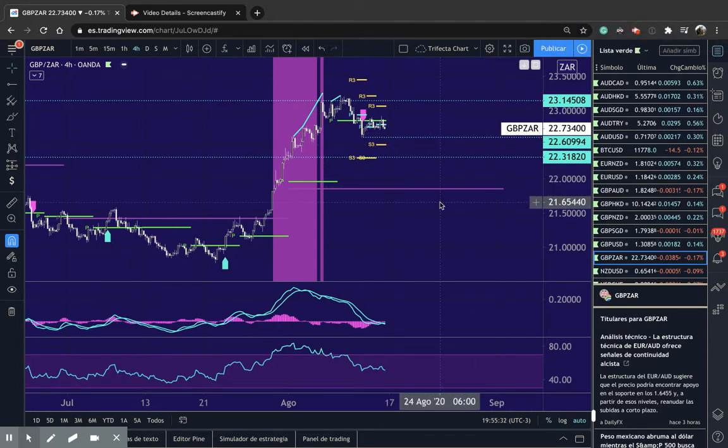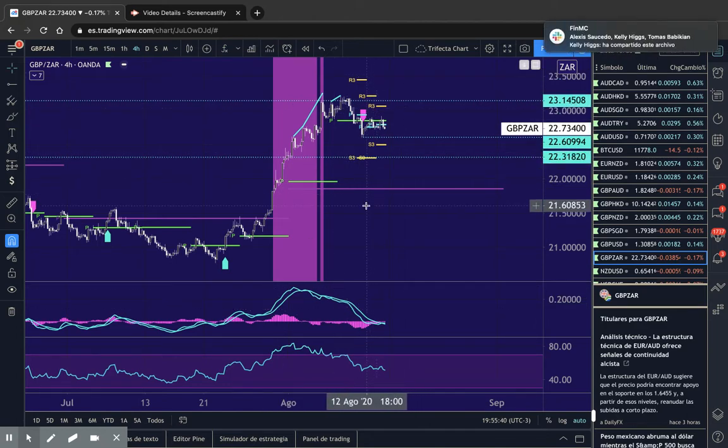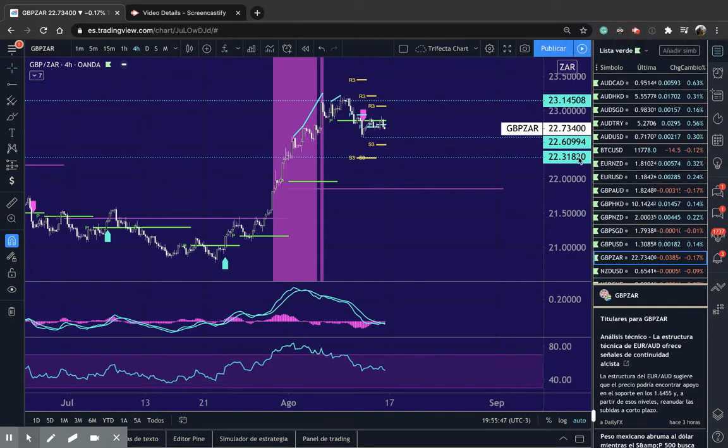The pound against the South African rand, we have a similar situation, double top and MACD divergence with a complete setup. And in the case that we break this level of 22.6099, I'm going to start building this position as well in the direction of this pivot or this monthly pivot.